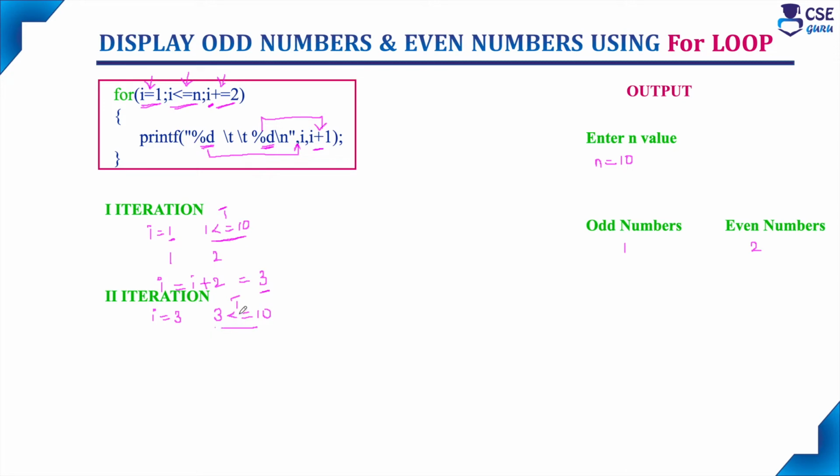So when this condition is true, it will allow the body of the loop to execute once. And this will be considered as the second iteration. So here it will display I value and I plus 1 value. I value is nothing but 3 and I plus 1 value is nothing but 4. So in the output screen, it will display 3 and 4.